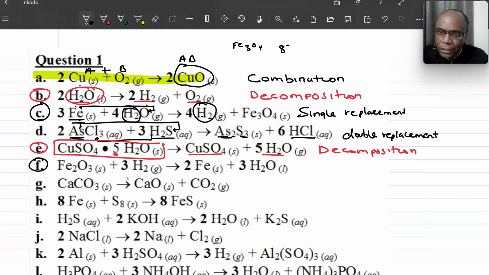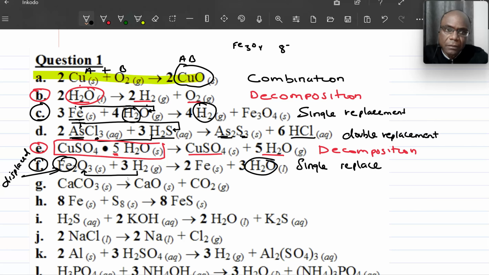F, I have iron 3 oxide reacting with hydrogen gas. It looks like hydrogen gas is picking up the oxygen to give us water, and the Fe is displaced. So this must be single replacement or single displacement.